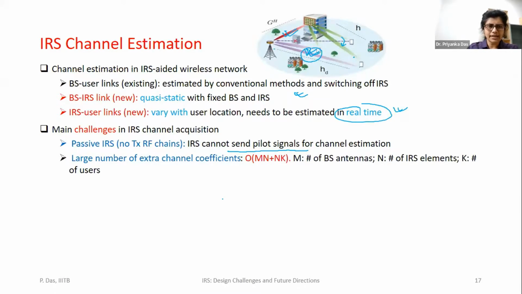Now coming to the second major challenge: the large number of channels you have to estimate. Why a large number? You have an IRS, and you are talking about putting in more N, which will be beneficial. N is the number of IRS elements, M is the number of base station antennas. So there will be M times N for the first link, and N times K users for the second link. So this is the burden: the pilot estimation overhead will be of this order for this setup.